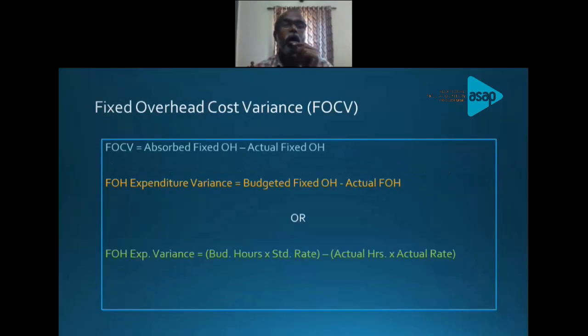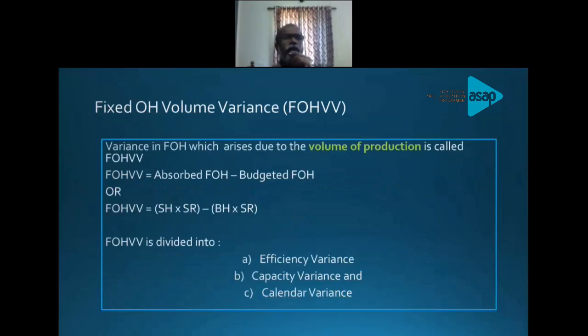Then we have fixed overhead cost variance. Moving on to fixed overhead. Fixed overhead cost variance is absorbed fixed overhead minus actual fixed overhead. As in the case of variable overhead, here also the equation is same: absorbed fixed overhead minus actual fixed overhead. There are some other equations also. I don't have time to tell you all. This is fundamental.